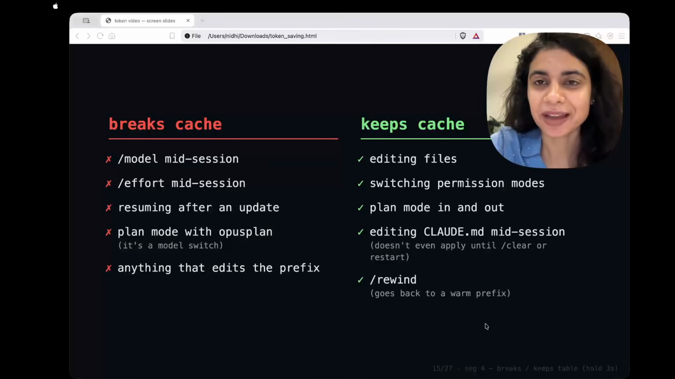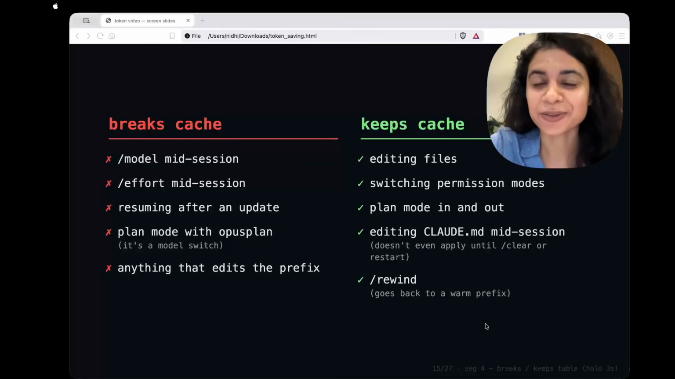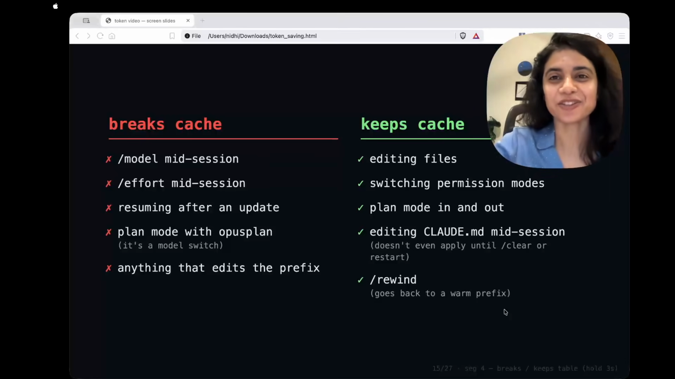Next up, the rewind command that is also cache safe. Rewind is just a way for us to undo the mistakes that AI has done. If you want a video on rewind, let me know in the comments below. So this is the entire list. You can screenshot this and save it for later use.